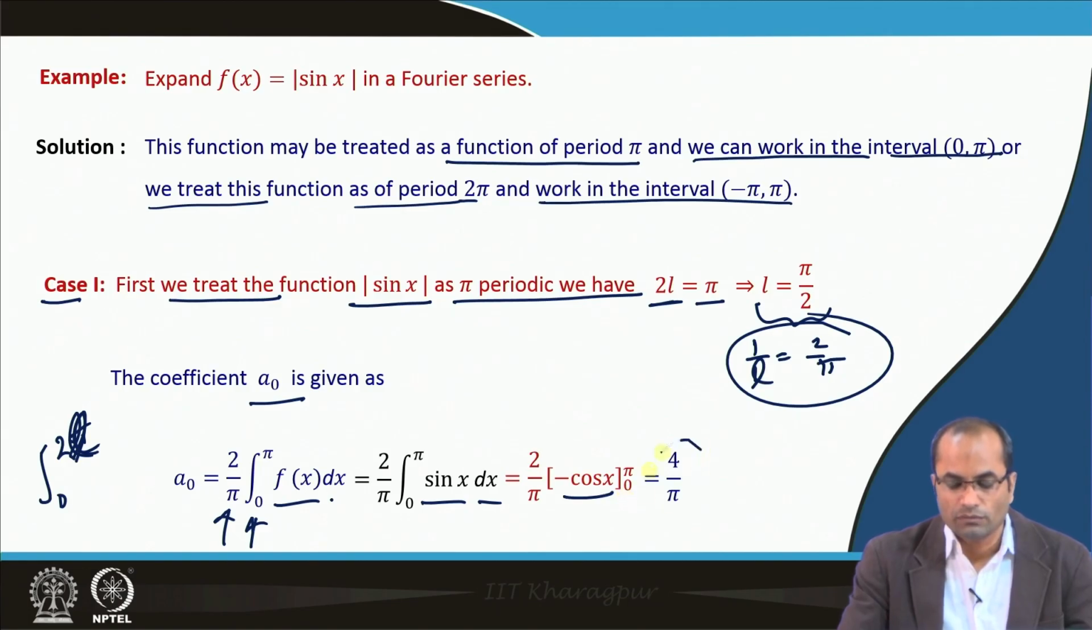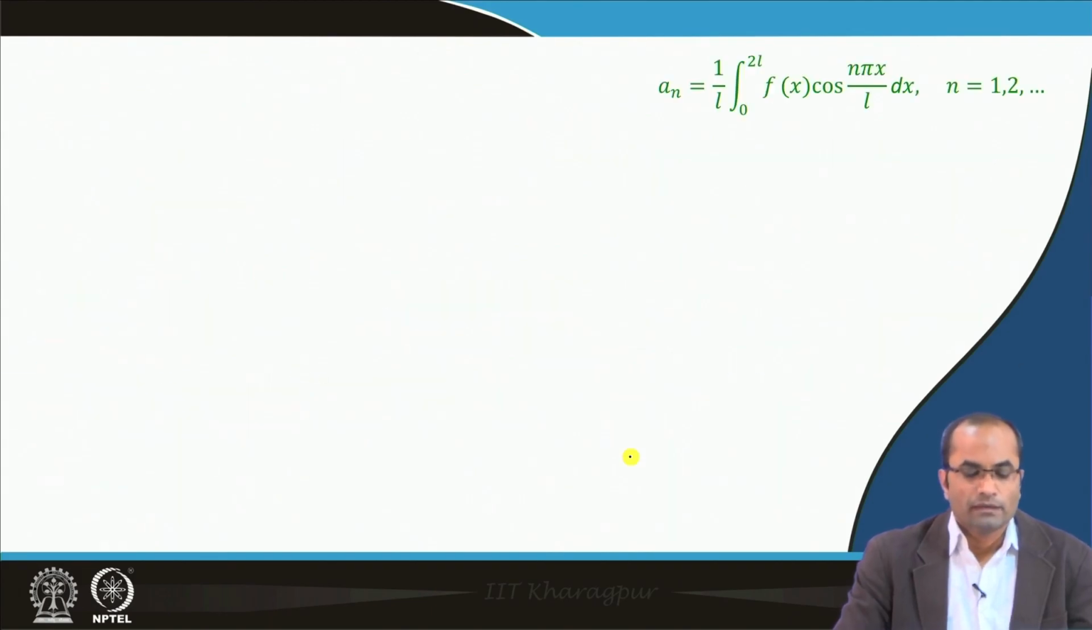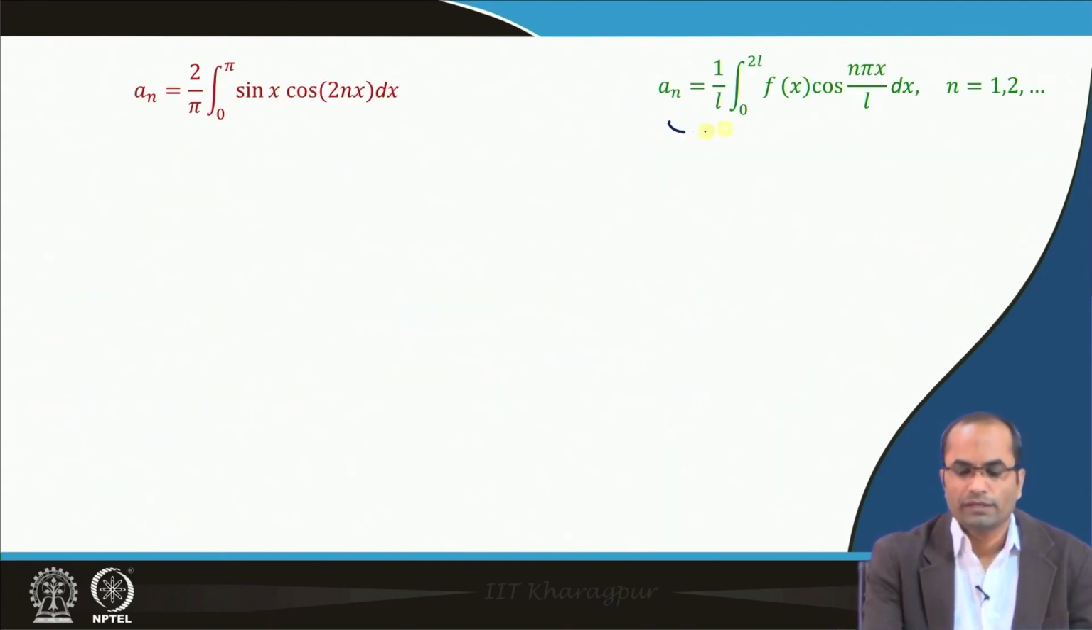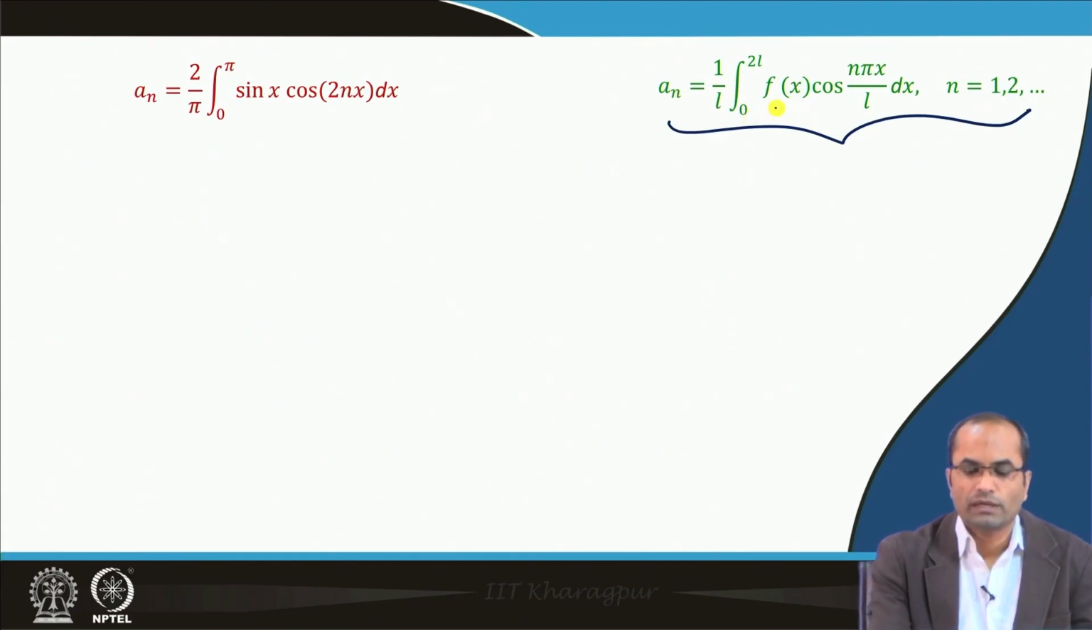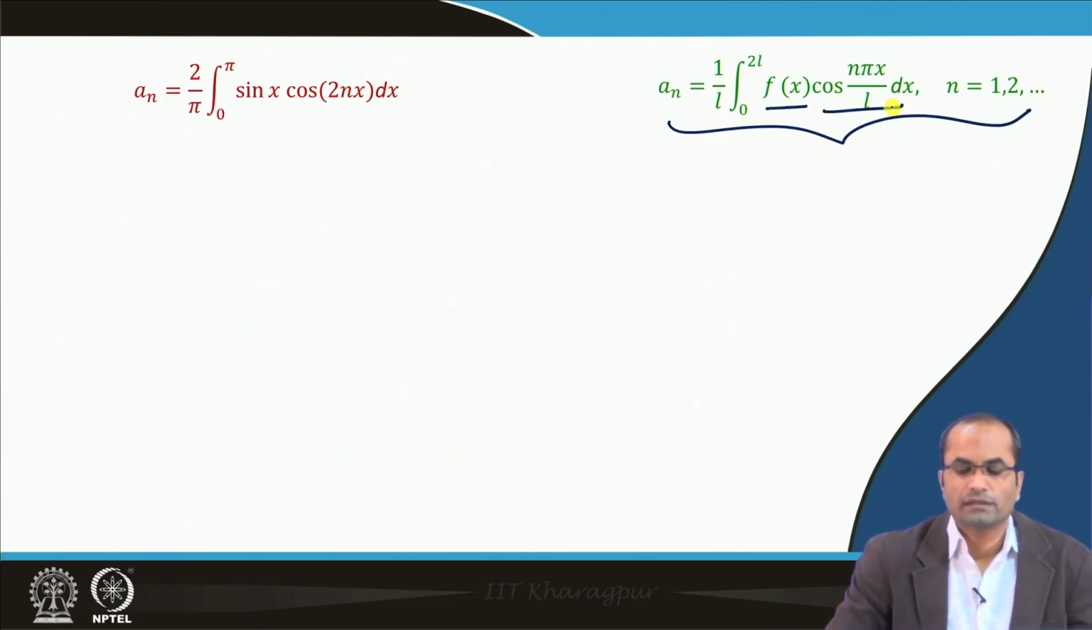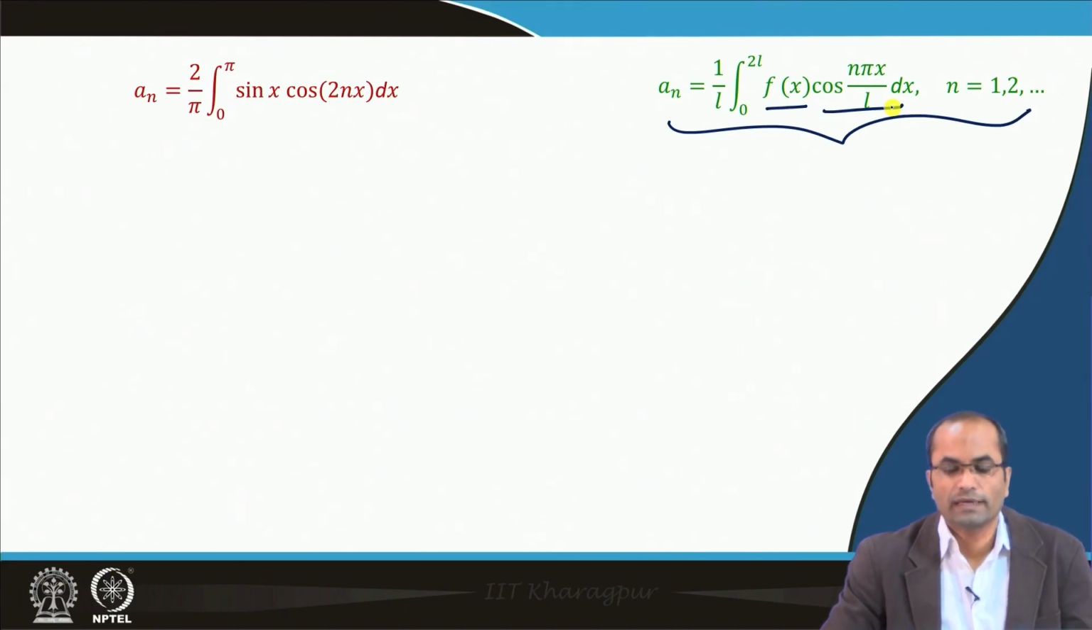So, that we will get 4 over pi. That is the first coefficient, a naught, 4 over pi. Now, we will compute a n. The formula is given here: 1 over L, integral from 0 to 2L of f(x) cos(n pi x over L) dx.